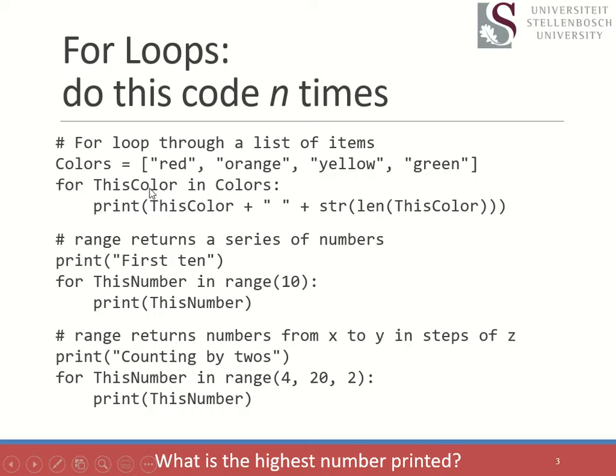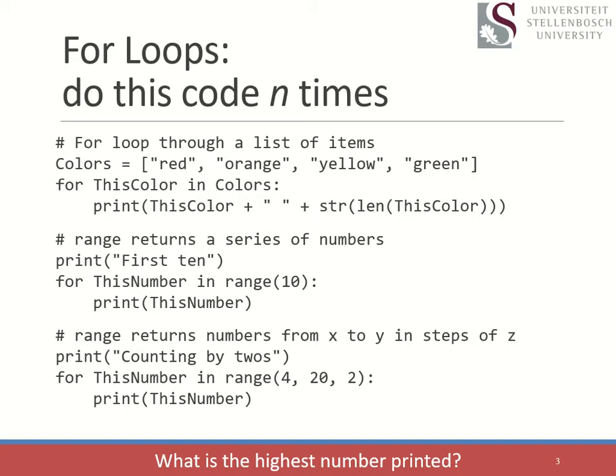So this color will first be equal to red. This color will next be equal to orange. This color will then be equal to yellow. And this color will then be equal to green. And for each of those different values, it will execute this code. I think everyone remembers from last week that print will take whatever it's passed as an argument and dump that out to the screen.